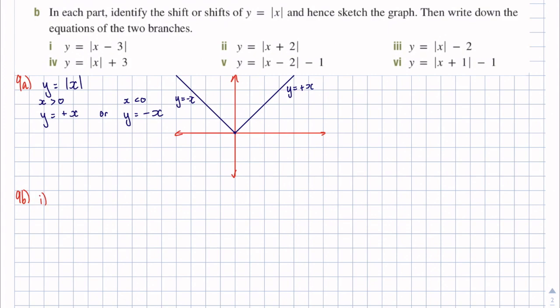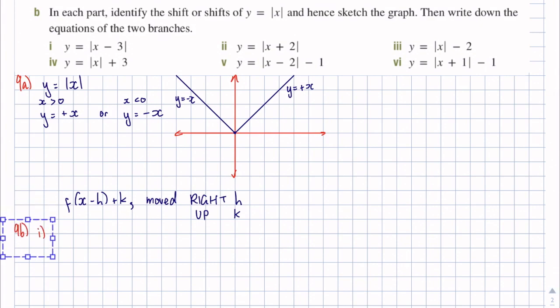For number 1. Oh, before we go into 9B, I'd like to remind you, if I've got f of x take h plus k, it's moved right h and up k. Okay? Math teacher humour. So if I have y equals the absolute value of x take 3, the take 3 is h, because it's in the absolute value with the x. It's not just tagged along afterwards, which means we've moved right 3.